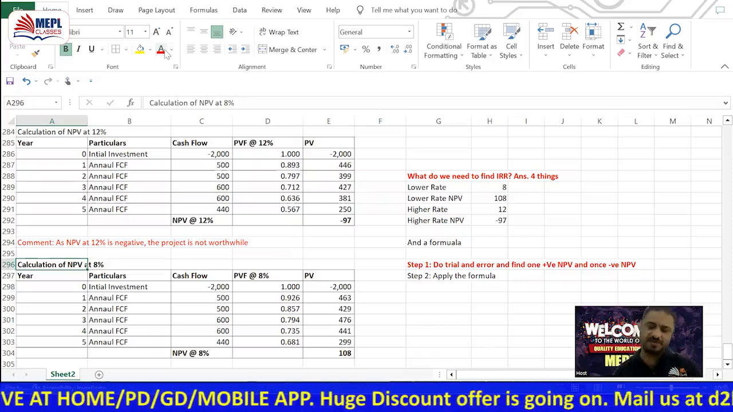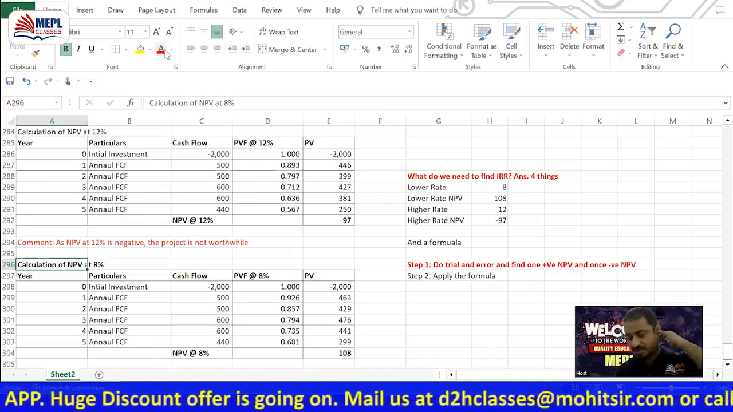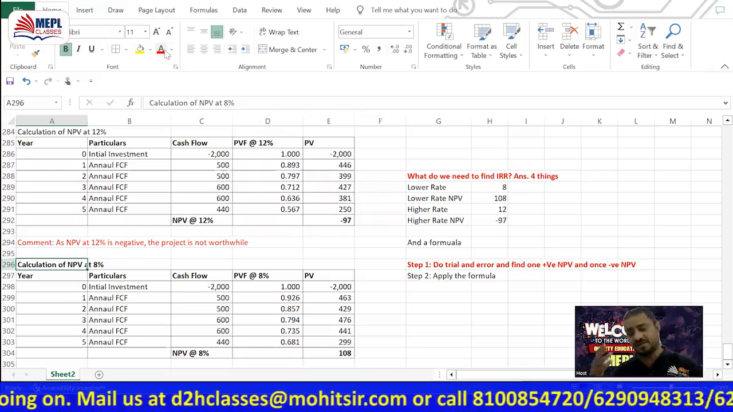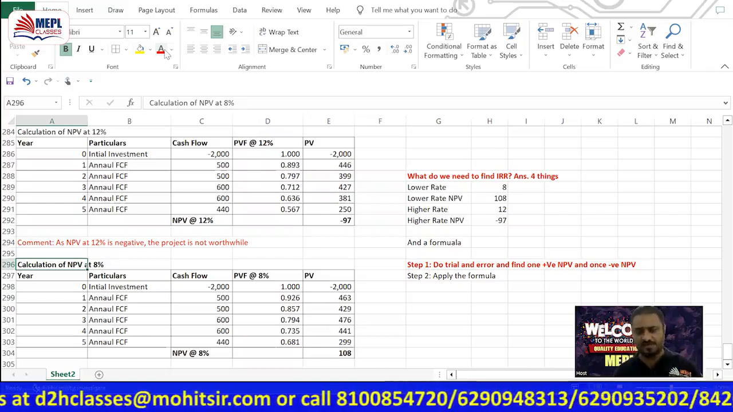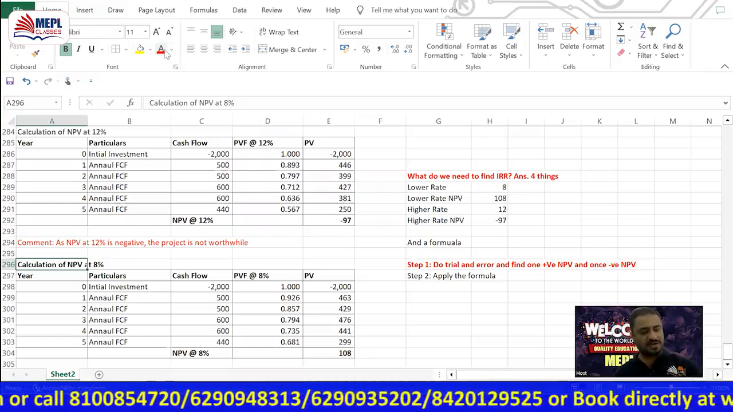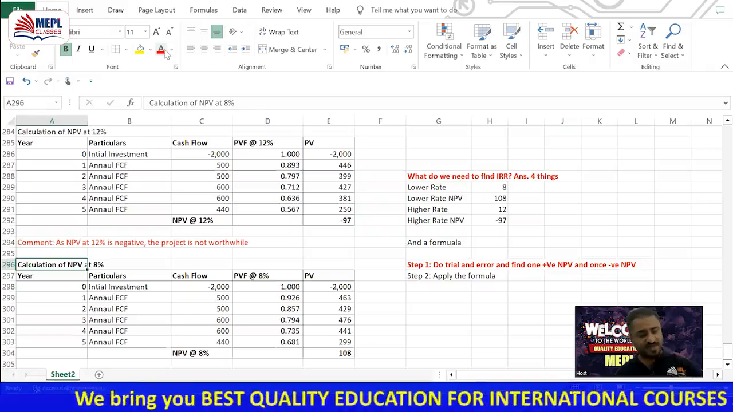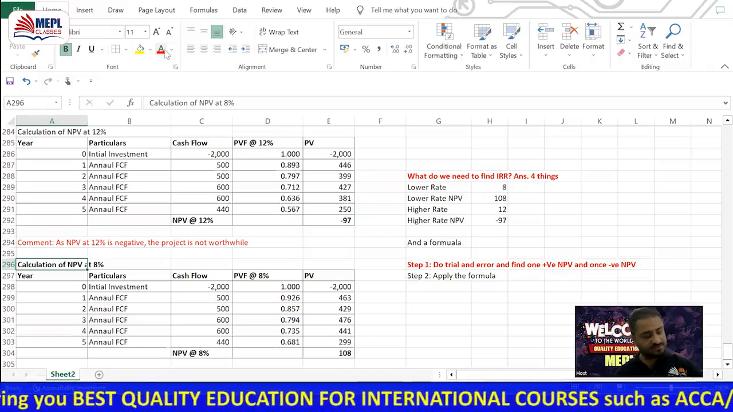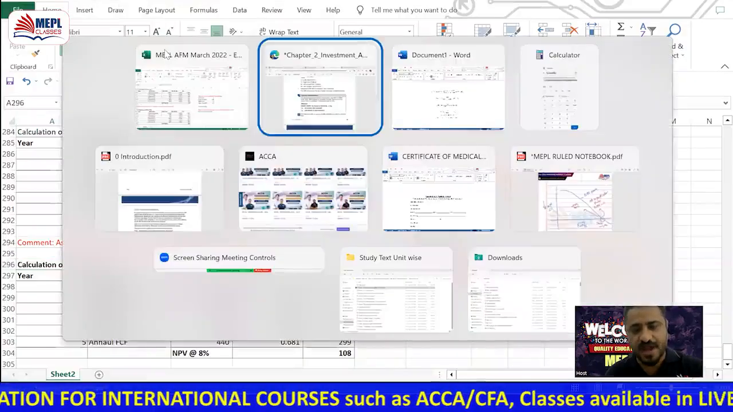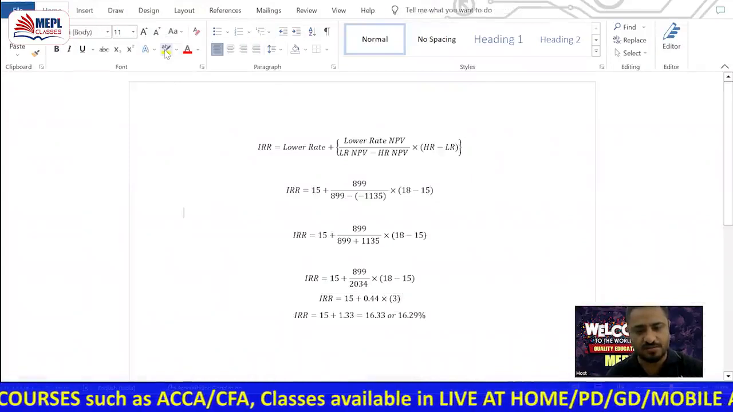If nothing is given, randomly take 10% and 15%. Check if one is positive and one is negative. If not, try another rate. You just need two tables ready. At one, NPV has to be positive. At another, NPV has to be negative. That's it. That is how it works. Are you getting my point, guys? Then apply the formula. I'm taking you back to the formula. This is my formula.